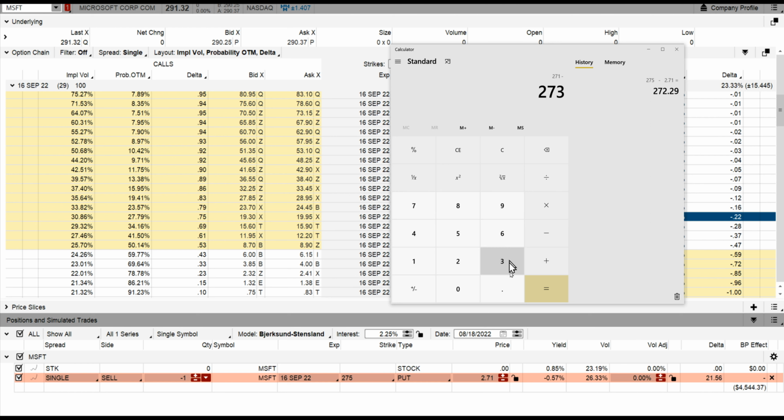273.29, yeah. But I need the percentage price. Can you see what the net valuation is? 272.29. So now our premium collected is how much? It's the 2.71 credit we collected, correct? This is the worst case.